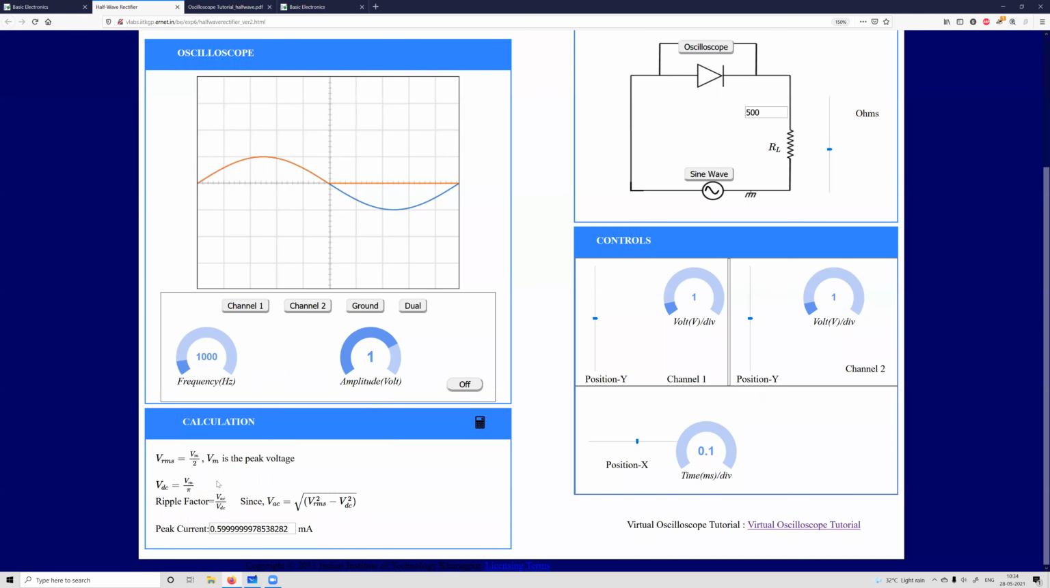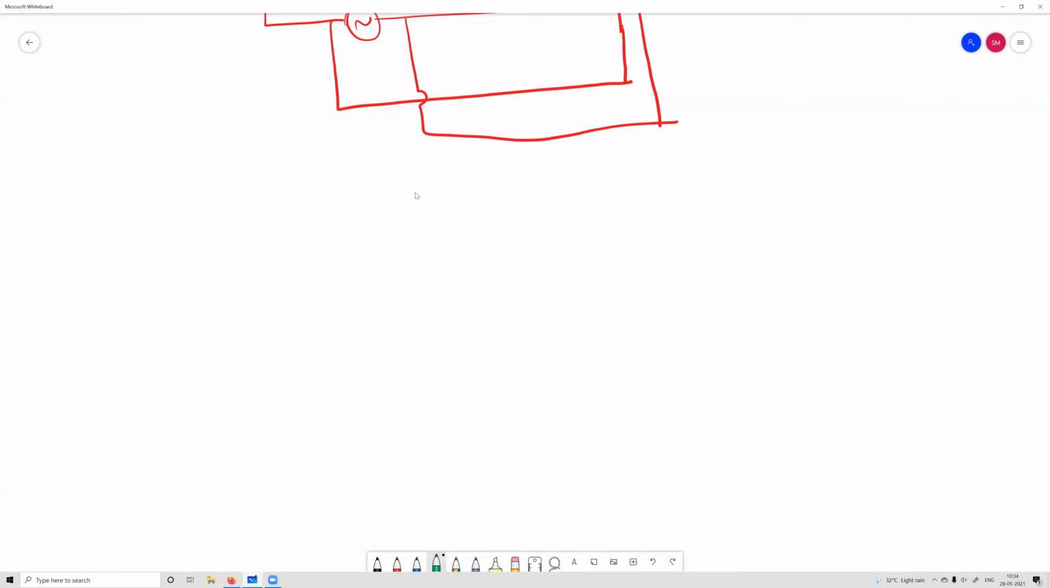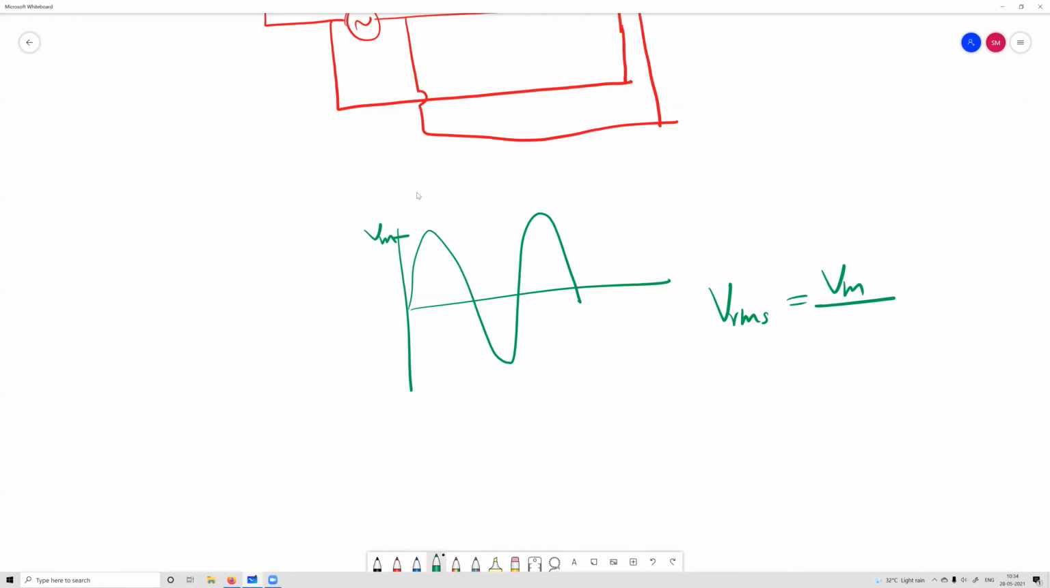The answer what Guddu gave us is true for the normal sine wave. If the sine wave looks like this, what we see usually, then the peak value is Vm, then V RMS is indeed Vm by root 2. So from his side, his answer is correct. But the waveform we are encountering is the half wave rectifier. So it looks like this. So what will be the RMS of this one?